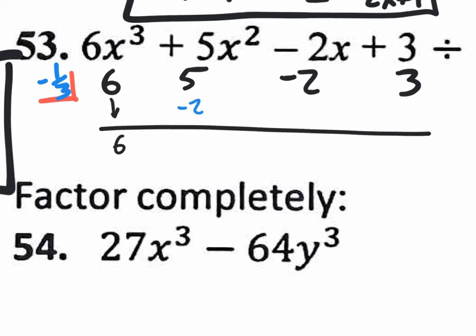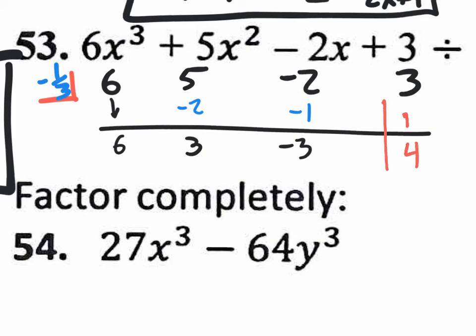As you go down, you combine. 5 plus negative 2, that's 3. As you go up, you multiply. Negative 1/3 times 3, that's negative 1. As you go down, you combine negative 2 and negative 1, that's negative 3. As you go up, you multiply. Negative 1/3 times negative 3, that's positive 1. Which means that when you combine, you get the remainder of 4.